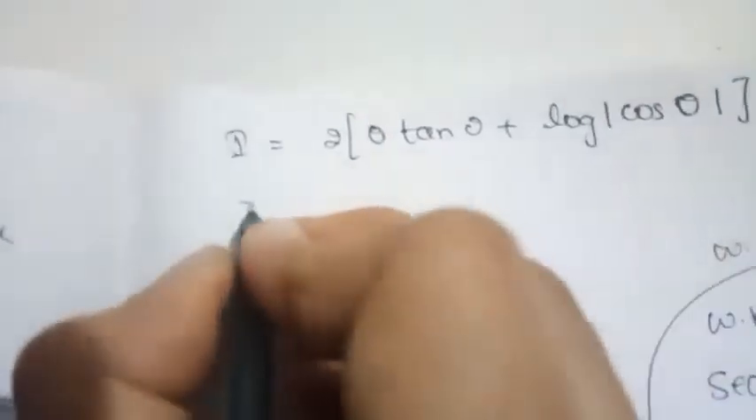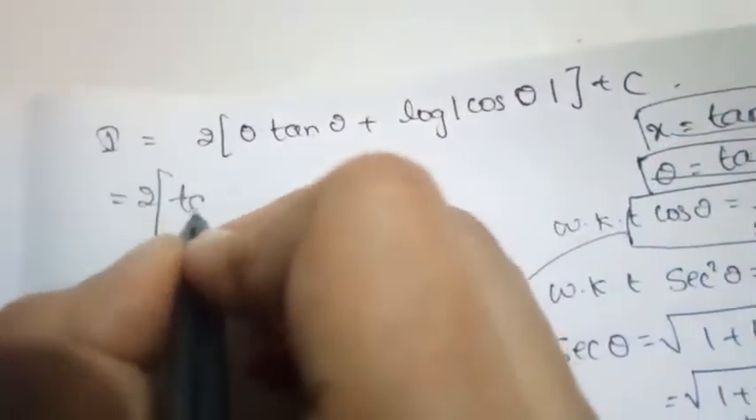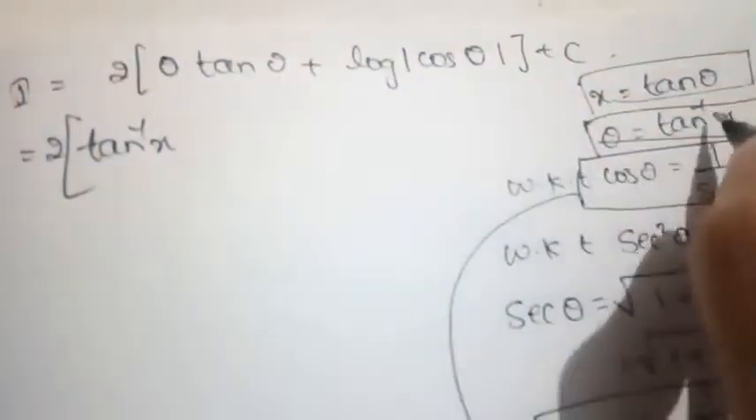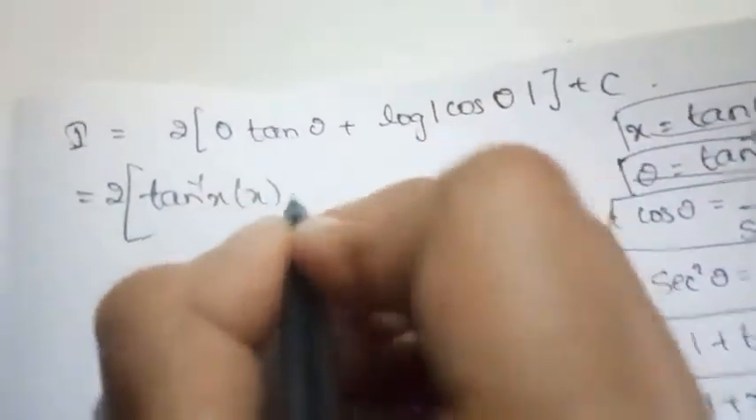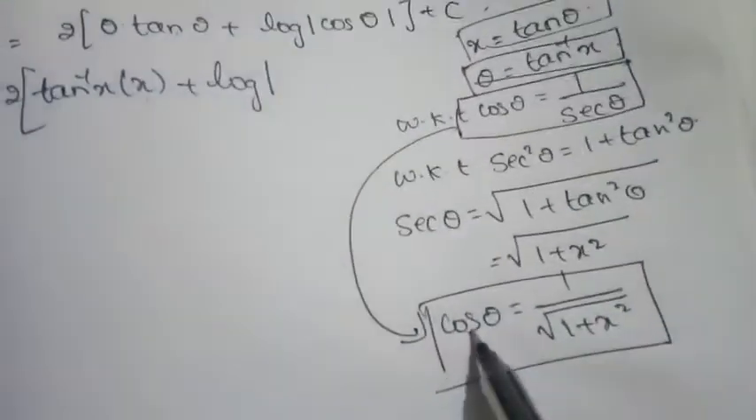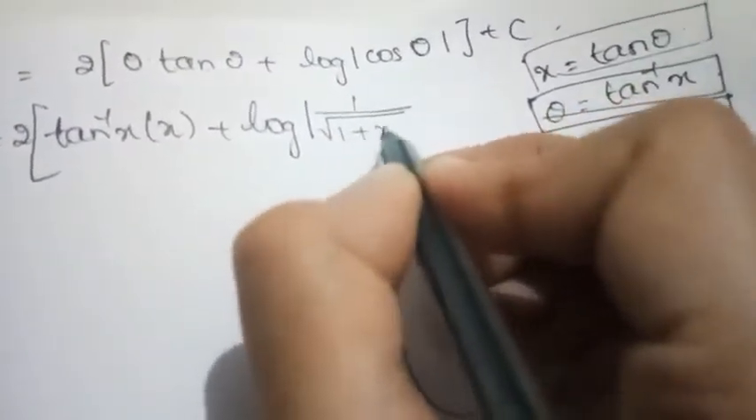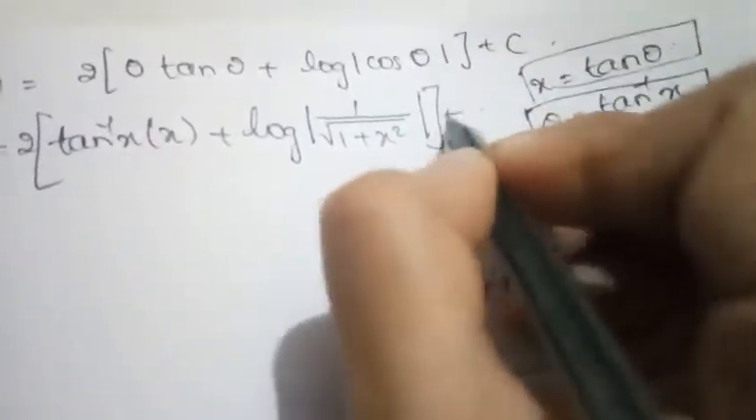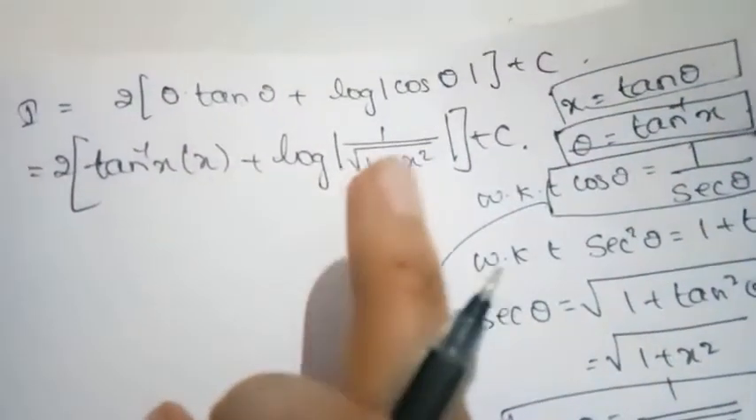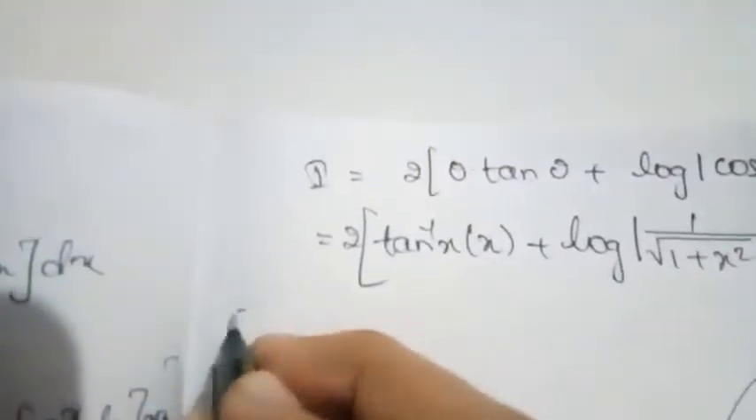So what happens, I is equal to 2 into theta, which is nothing but tan inverse of x, since tan theta is nothing but x, plus log of mod cos theta, which is nothing but 1 divided by square root of 1 plus x square, plus c. Now we got this as our answer. So now let us simplify this answer.